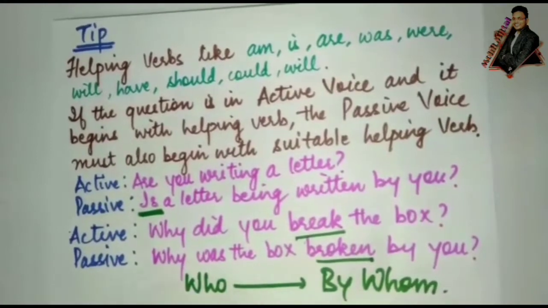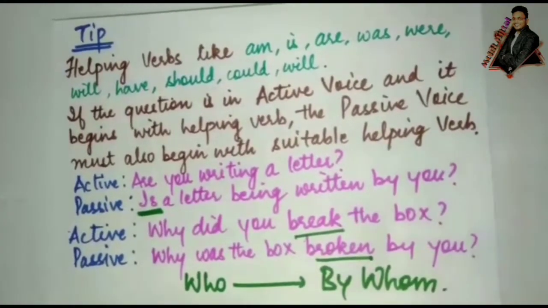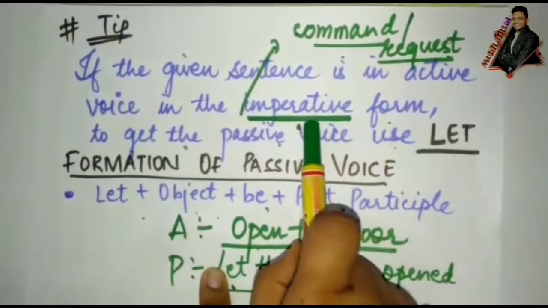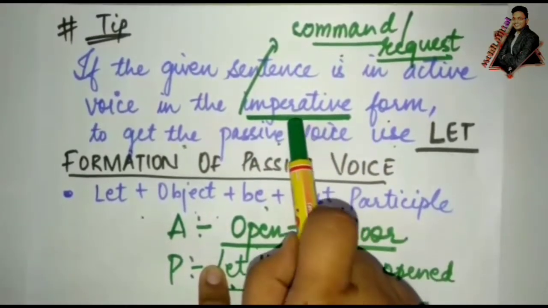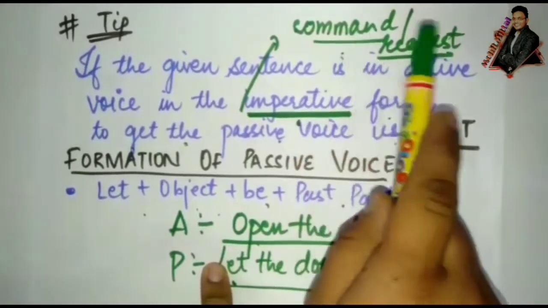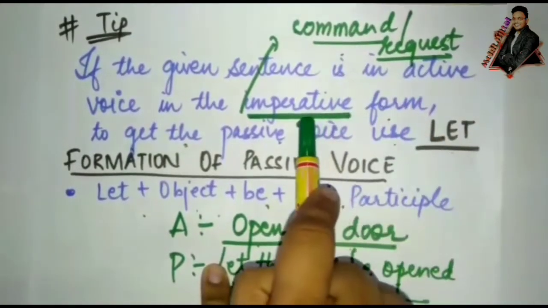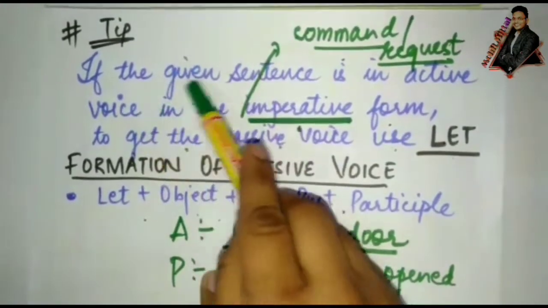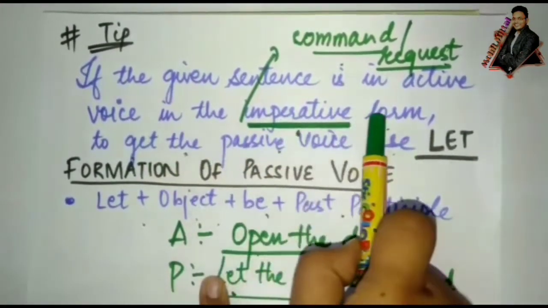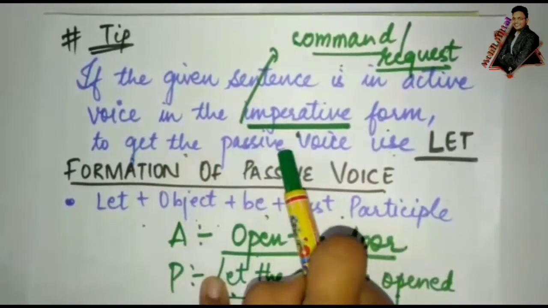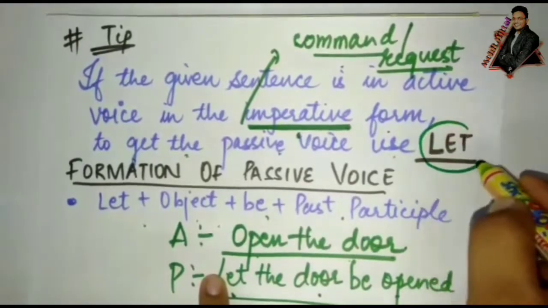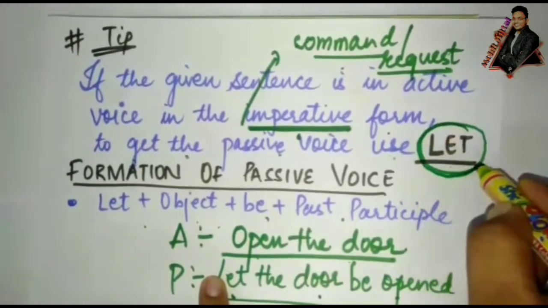That is all in the conversion of active to passive voice. Now let's talk about imperative sentences. What are imperative sentences? The sentences which deal with command or request are known as imperative sentences. If the given sentence is in active voice in the imperative form, to get the passive voice, use let. Whenever it is imperative, we need to begin the sentence with let.